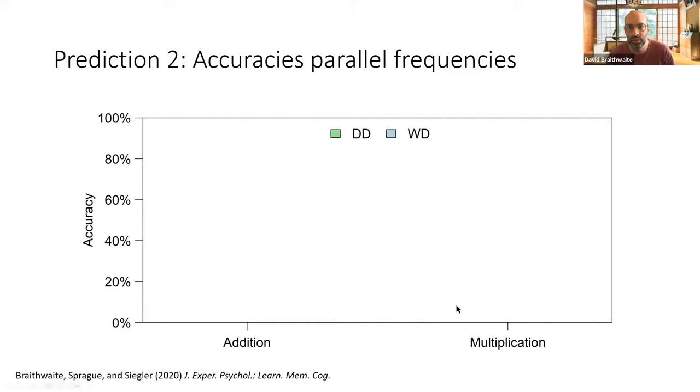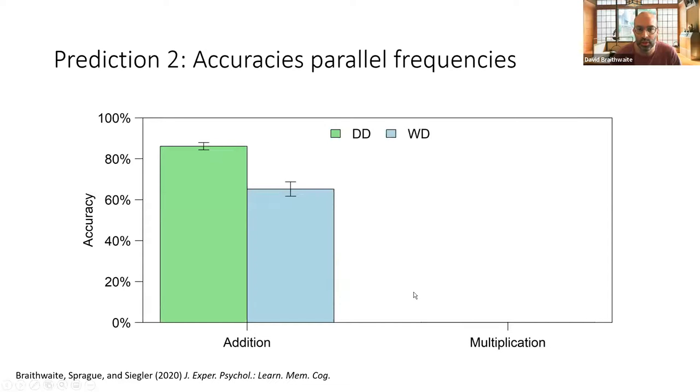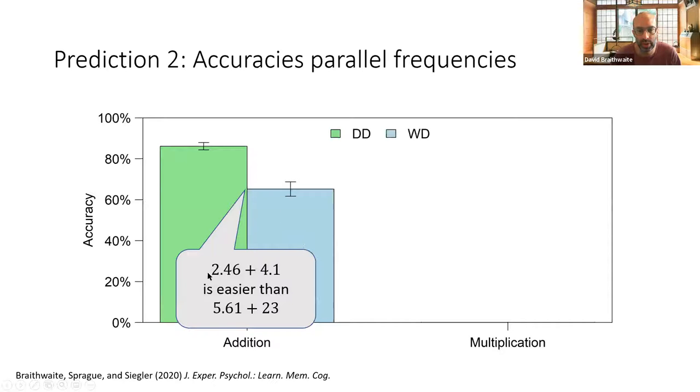Here now are the accuracies that children showed with DD and WD operands separately for addition and multiplication. For addition, as predicted, children are more accurate with DD, less accurate with WD. So for example, they're more accurate with 2.46 plus 4.1 than they are with 5.61 plus 23, which I think is not intuitively obvious that that would be the case. Just looking at those problems, it might seem that the second one is in fact the easier one.